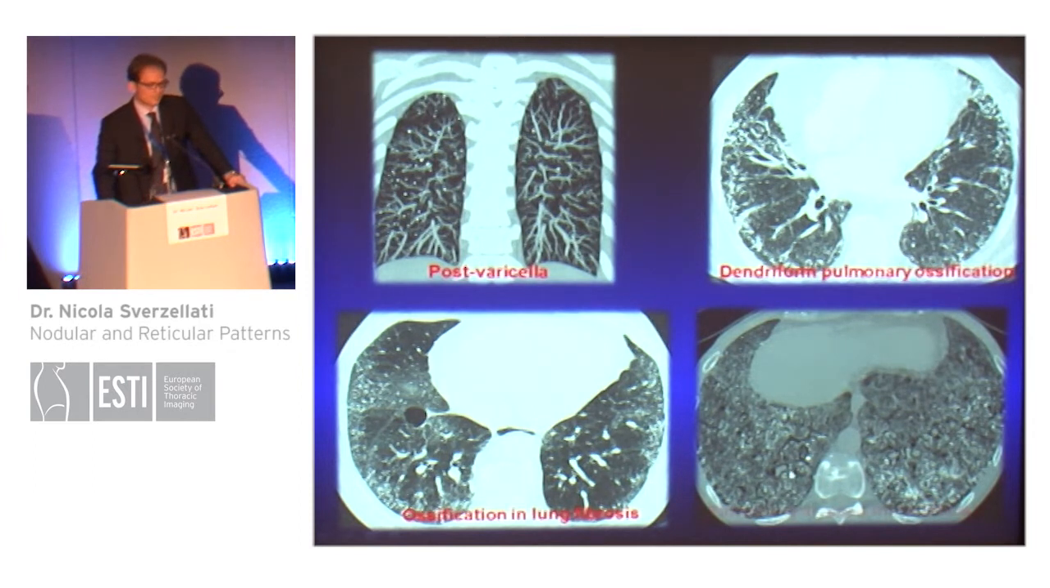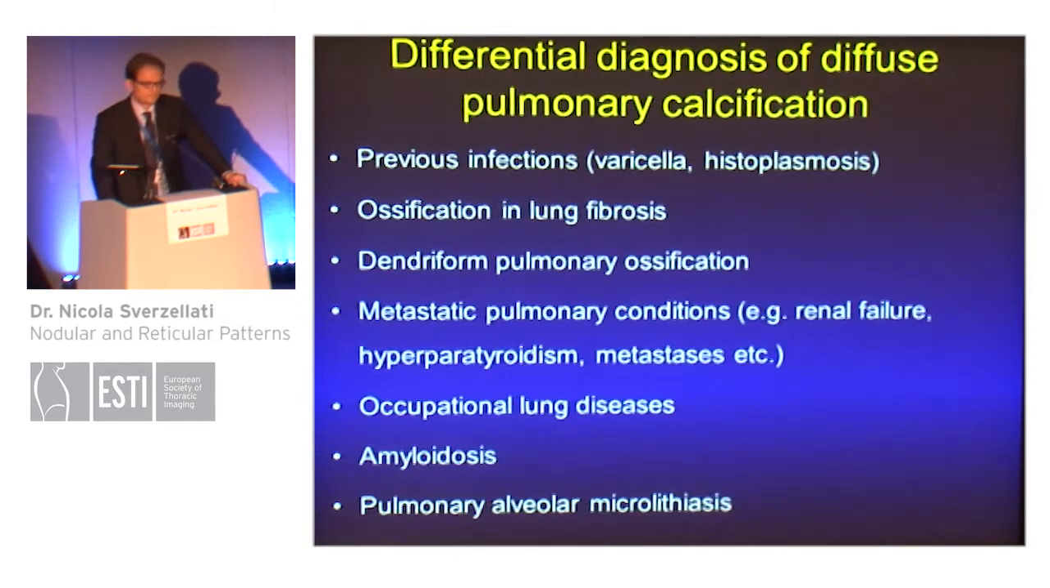And this is the striking appearance of pulmonary alveolar microlithiasis. And this is the differential diagnosis of diffuse pulmonary calcified nodules. So previous infections, such as varicella, may cause diffuse or random nodules, ossification in lung fibrosis, more commonly in UIP, dendriform pulmonary ossification, metastatic pulmonary calcification, more commonly due to renal failure or hyperparathyroidism, occupational lung diseases such as silicosis, amyloidosis, and of course, pulmonary alveolar microlithiasis.